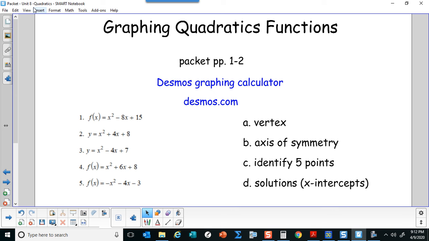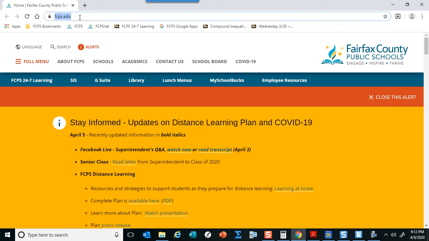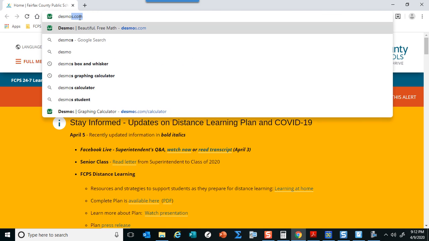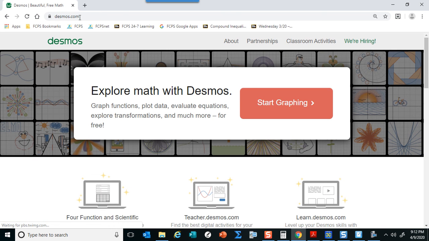So if you want to put that down on a piece of paper to follow along through the lesson, go ahead and do that. So to begin with, we need to go to Desmos.com. And we are going to use the graphing calculator, so just start graphing.